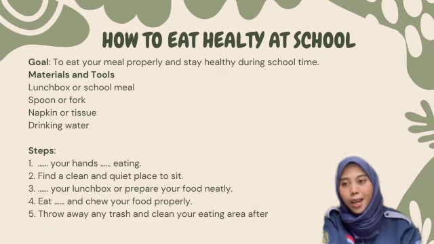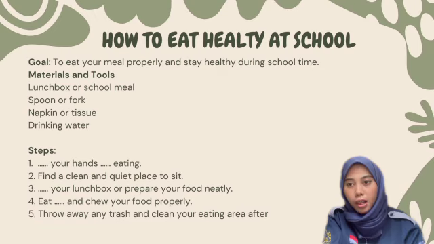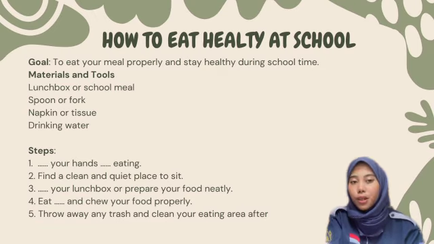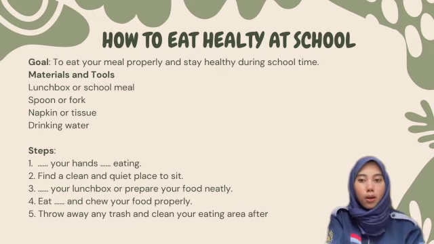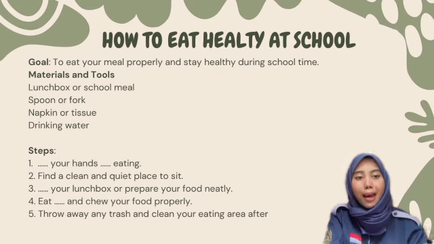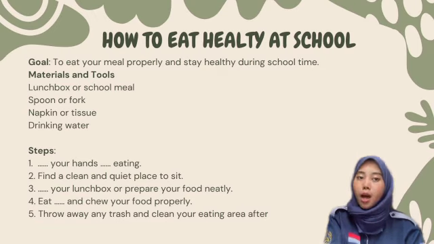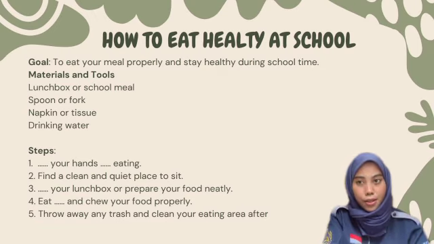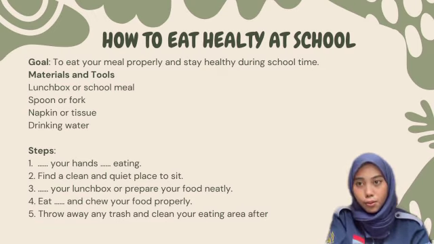The last one, throw away any trash and clean your eating area after. After we finish eating, we can throw our trash in the trash can, and we have to clean our dining area after, because that is actually the reason why we can be healthy. So that is the procedure text of how to eat healthy in school.